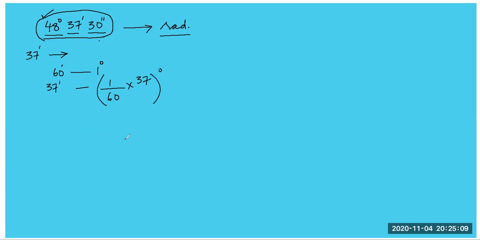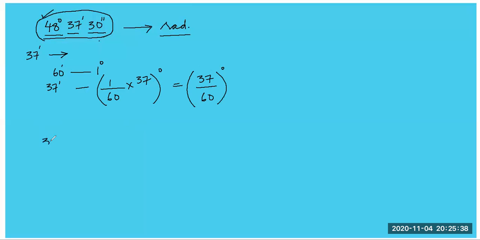Is it clear, students? Yes. That's good. So it is 1 by 60 into 37 degree. Am I right? That's good. I've successfully converted this. So this will be equal to 37 by 60 degree. So I will simply add in this.